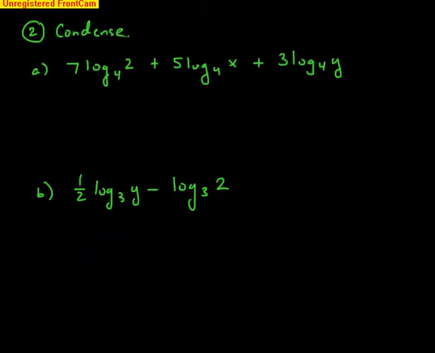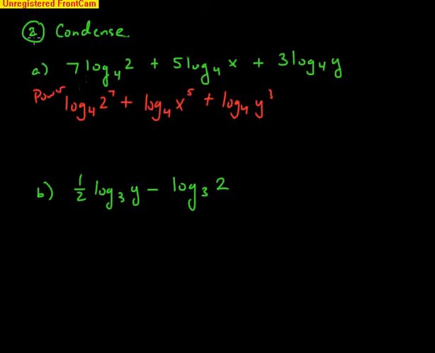Okay, so here are our two condensing problems. Condensing means we're going to take all those logs and make them into one. So let's see. These numbers in front, the 7, the 5, the 3, are all going to become powers. So first I will rewrite this as the log base 4 of 2 to the 7th plus log base 4 of x to the 5th plus log base 4 of y to the 3rd. So I just used the power property and brought all those to powers.